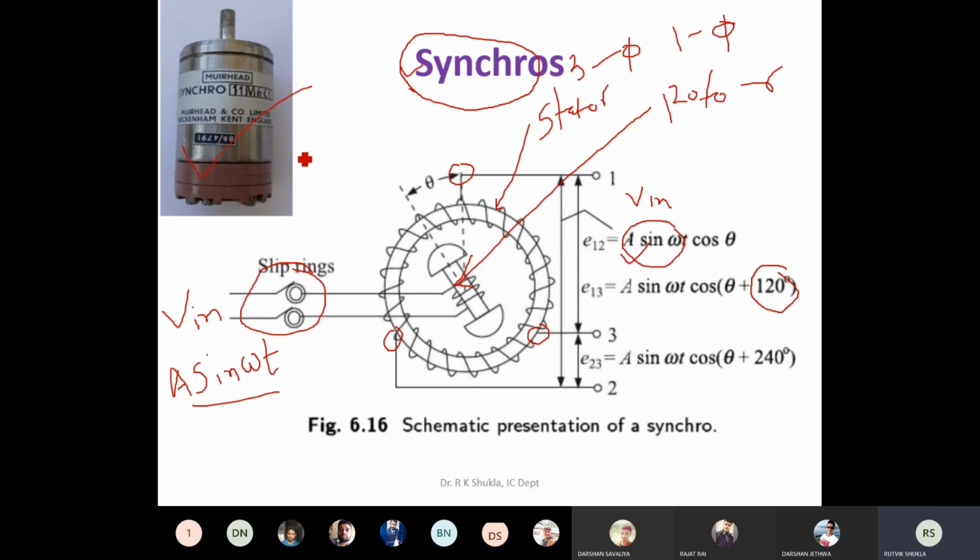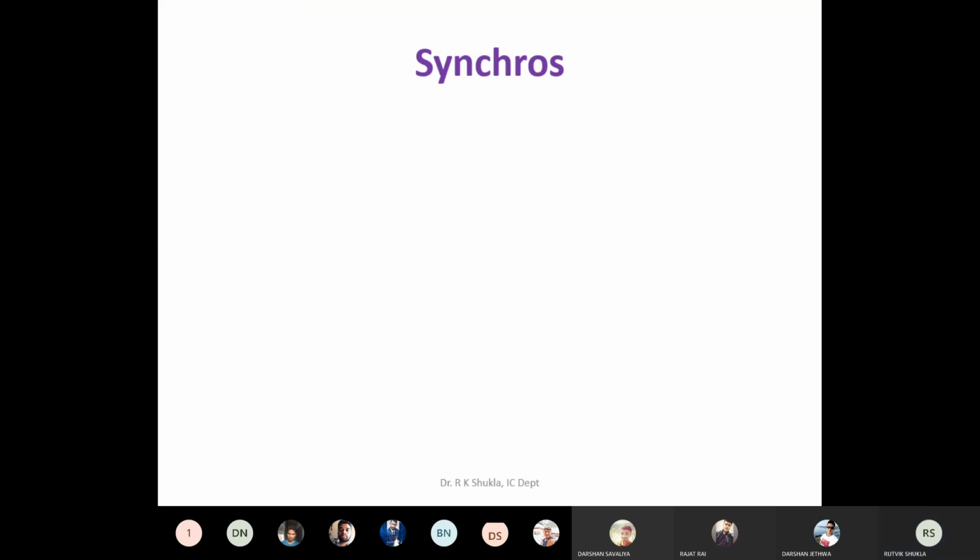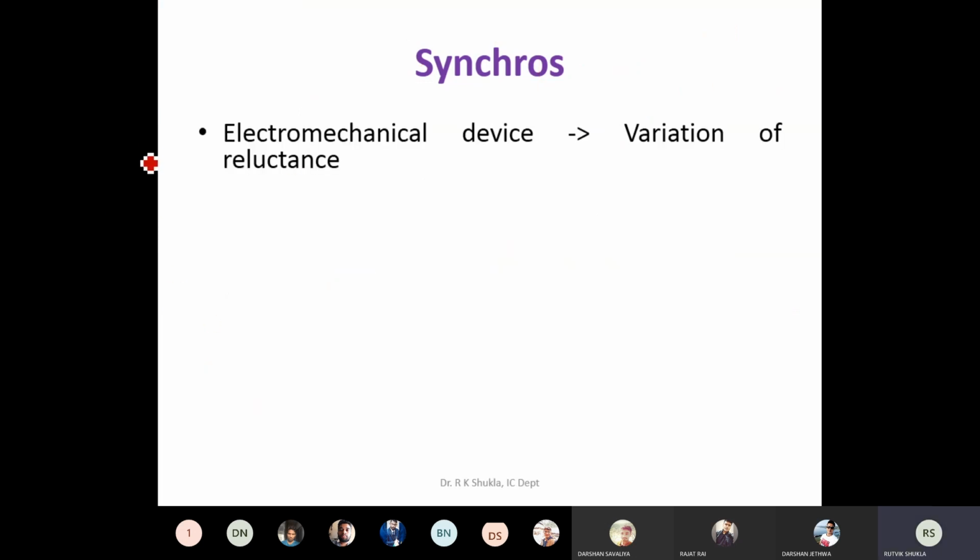This is the actual picture of a synchro. So what is a synchro? Synchro is an electromechanical device where variation of reluctance. Can anyone tell me what is reluctance?